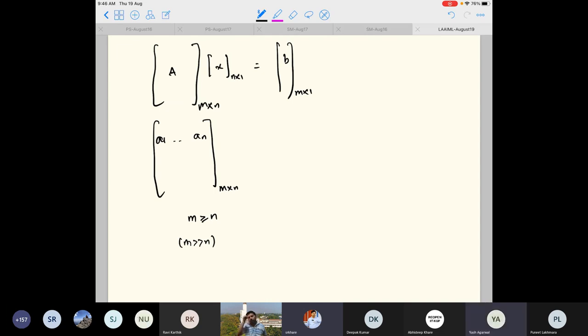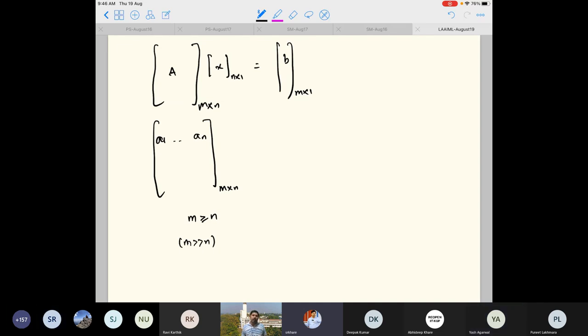Only if they are equal. If M is strictly greater than N, say M has 100 rows and N has only 5 columns, a 100 by 5 matrix, we won't be able to cover the entire space. So what is the maximum dimension that you can cover in R100? N, the number of columns.